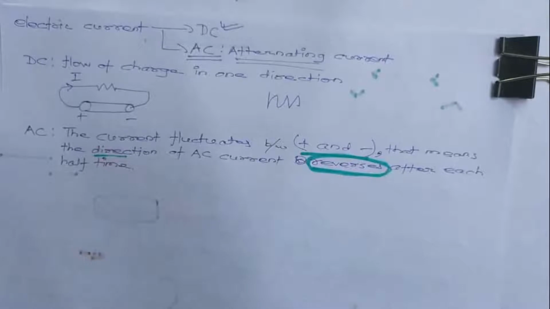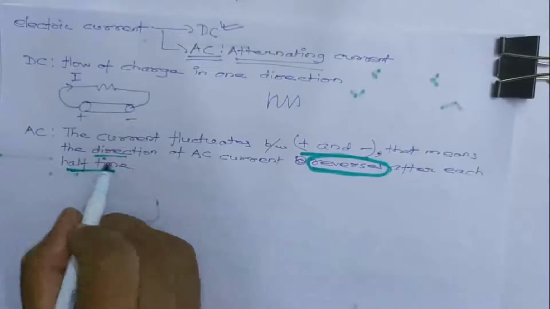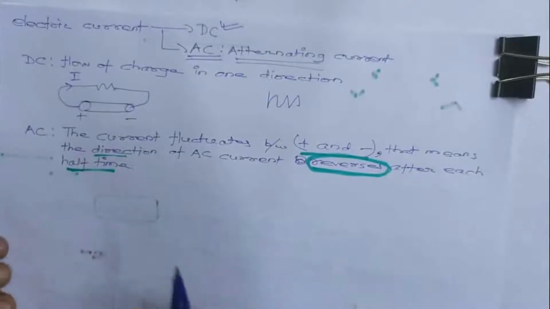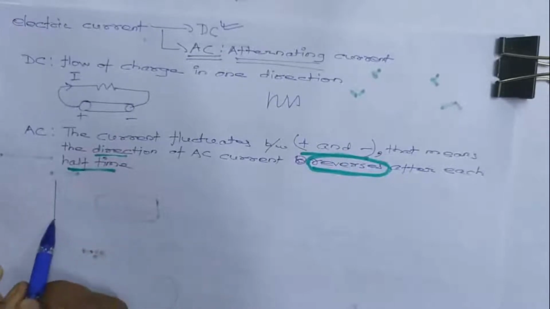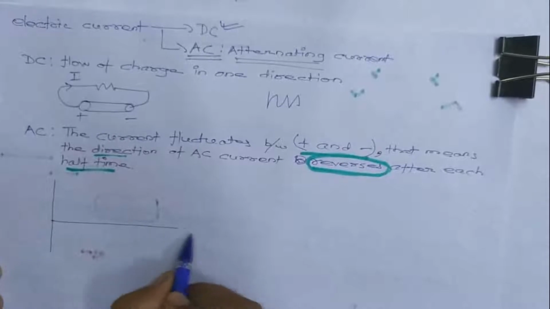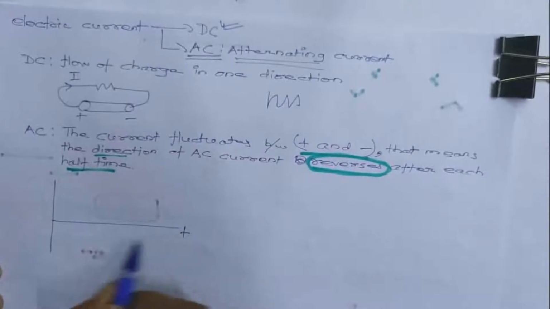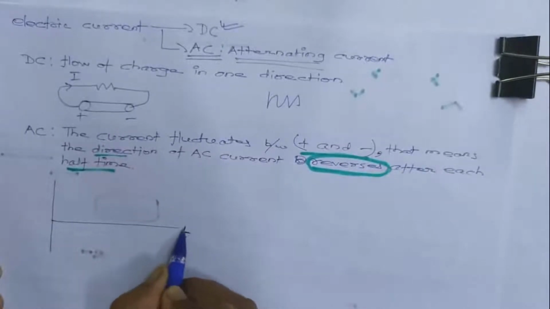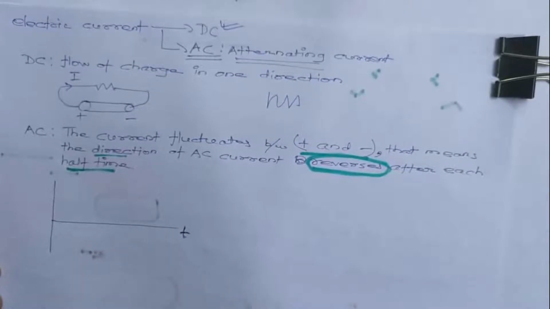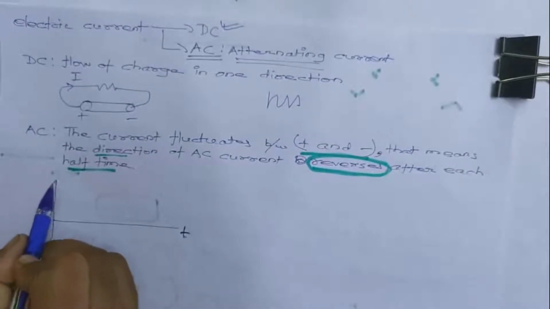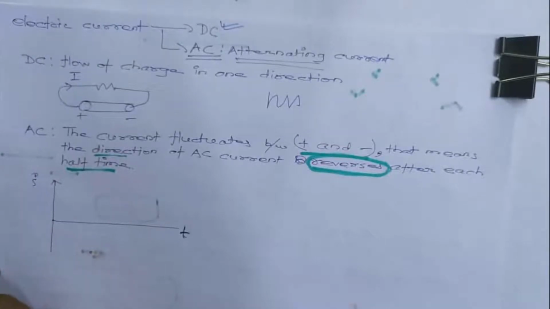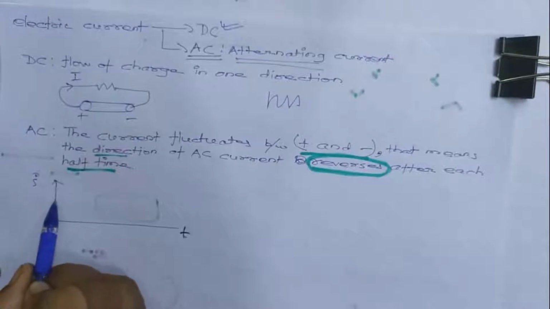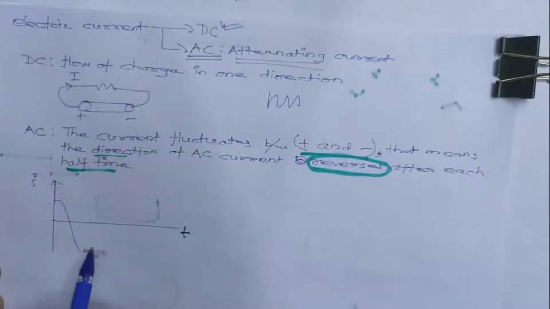So what do we mean by half time? Let us start by drawing a graph. This is interesting. On the x-axis we are going to represent time. This represents time, t means time. And I represents current, as I said, with the letter I. So what will happen, it will keep on fluctuating this way.